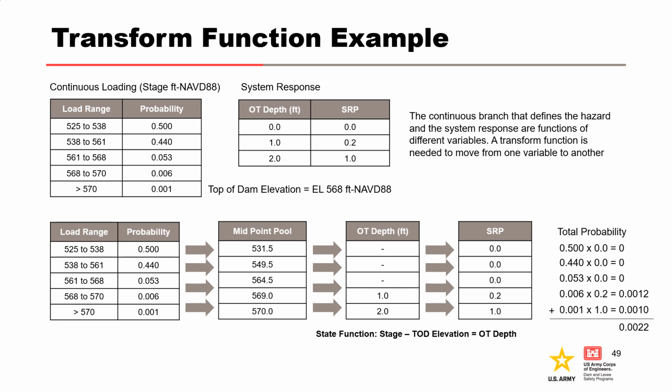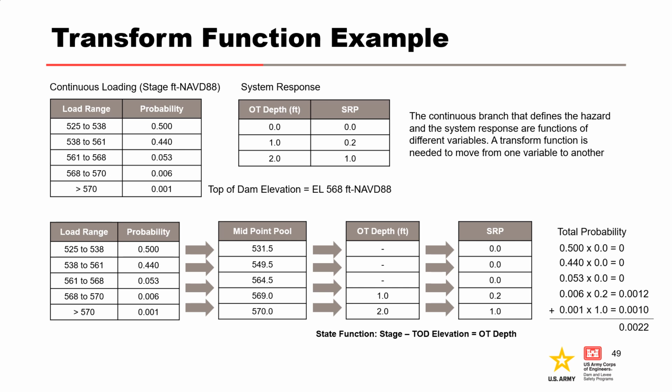On this slide is a more detailed illustration of how a transform function works. Here, the continuous hazard function is a function of stage, and the system response is a function of overtopping depth, which do not match. Because they do not match, we need a state function to relate stage to overtopping depth. The state function in this case will be the stage minus the top of dam elevation. This, of course, gives us the overtopping depth.